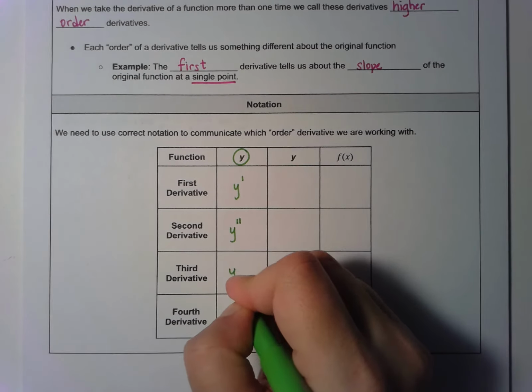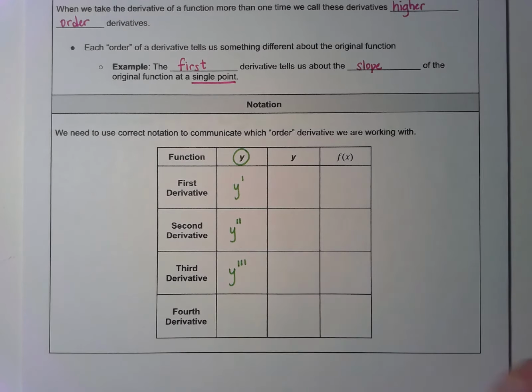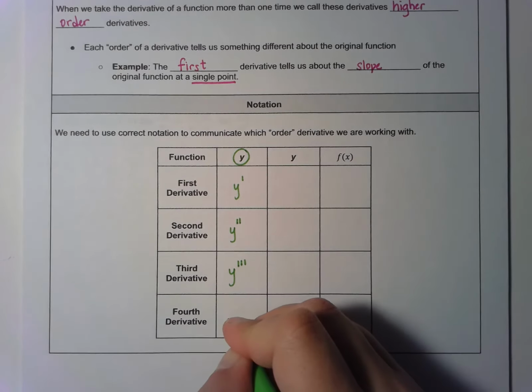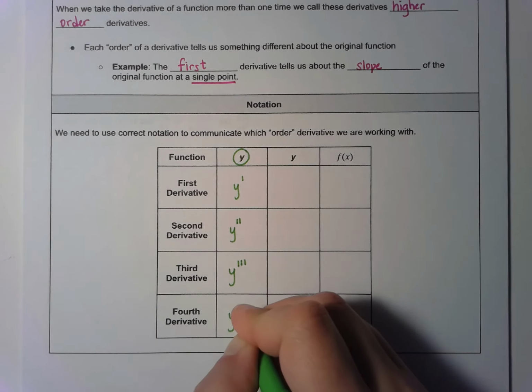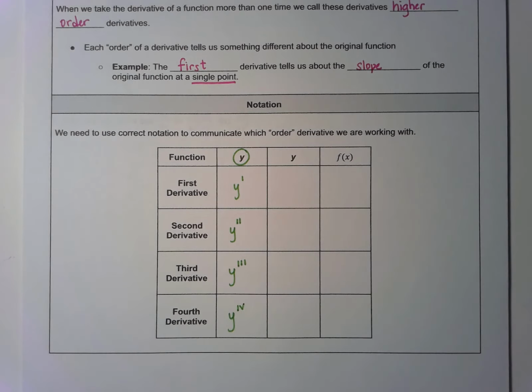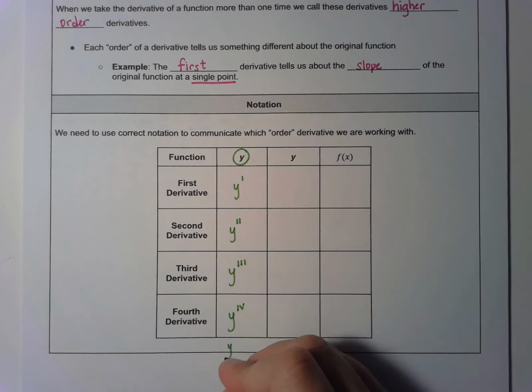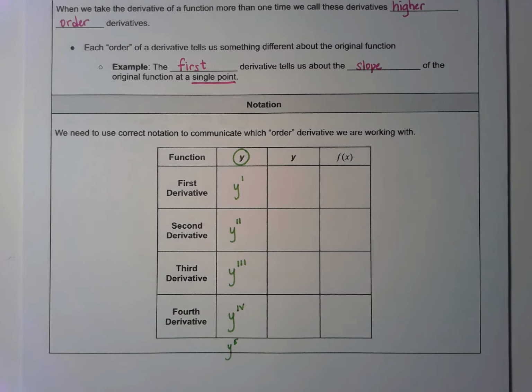The third derivative would be y with 3 tick marks. And the fourth derivative would be y with a little Roman numeral 4. Now, after 4, we just put the number. So for the fifth derivative, you would just put like y with a little 5 here. So after the number 4, instead of writing Roman numerals, let's just go with regular Arabic numerals.